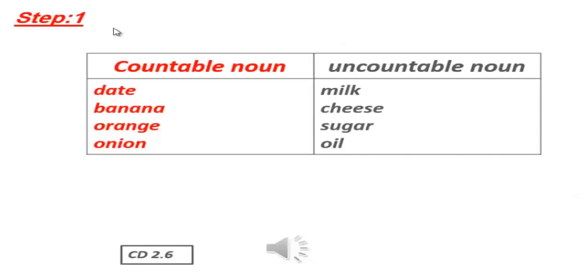Okay, let us start our lesson. Students, you are going to play a game. First, let us do a quick revision. Countable nouns and uncountable nouns. Countable nouns are the nouns that we can count, such as date, banana, orange, onion. Uncountable nouns are the nouns that we cannot count, like milk, cheese, sugar, oil.